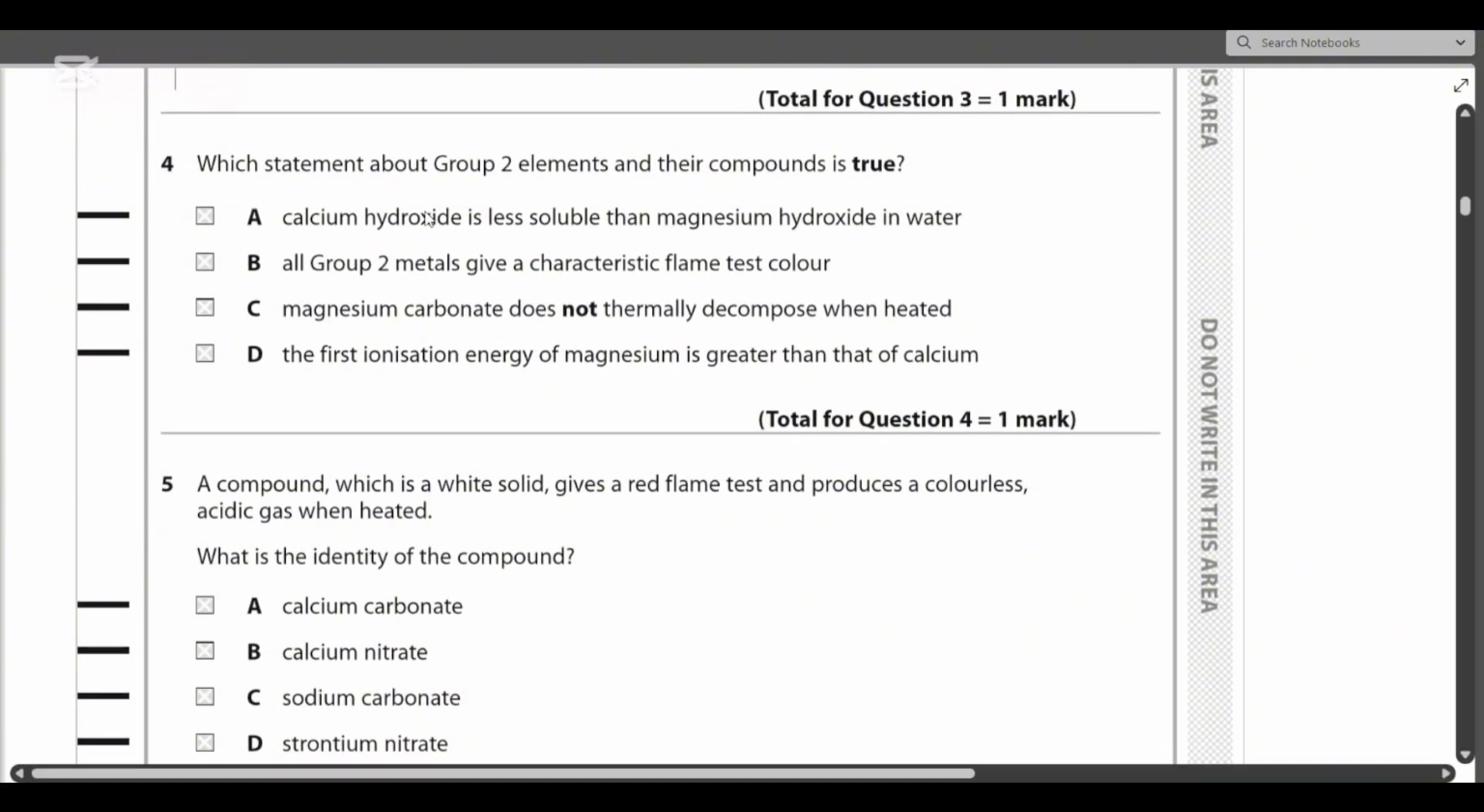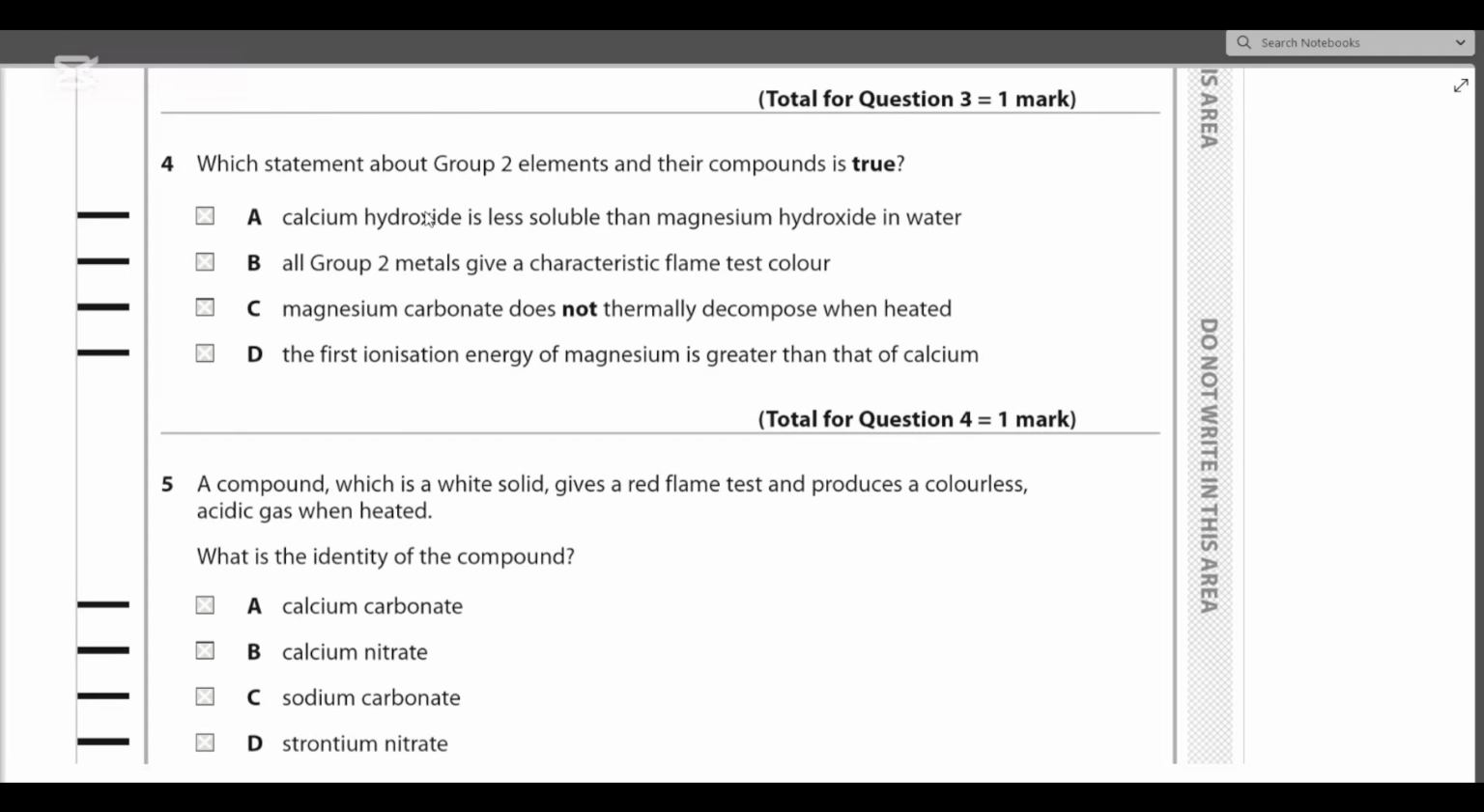Moving on, number 4 asks which statement about group 2 elements and their compounds is true. Option A says calcium hydroxide is less soluble than magnesium hydroxide in water. This is false, because as we go down the group, beryllium, magnesium, calcium, the solubility increases. So it's the opposite: calcium hydroxide is more soluble than magnesium hydroxide. So A is irrelevant.